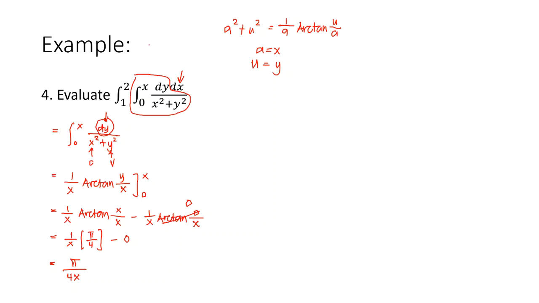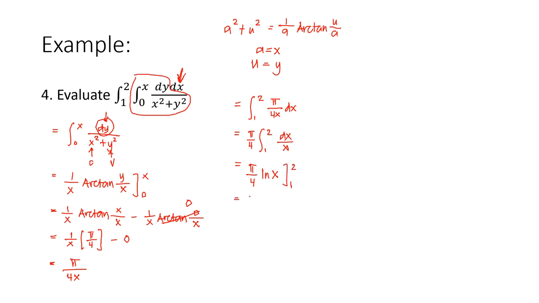And again, we are not yet done because we still have to integrate it again using the x this time. So we have the integral from 1 to 2 of pi over 4x dx. Pi over 4 is constant. We can put that out. So we have pi over 4 times the integral from 1 to 2 of dx over x. And as you can see, dx over x is just basically equivalent to ln, right? So we have ln of x, and that is from 1 to 2.